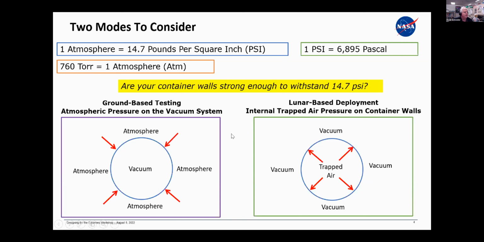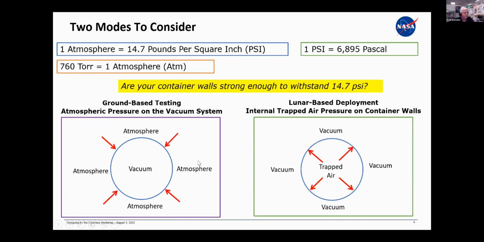So if I look on the left here and we look at ground-based testing, this would be where you have a vacuum chamber and you need to insert your instruments, your little mini rover, what have you. In this case, of course, we have atmospheric pressure pushing around all sides of that vacuum system, and you'll see most vacuum systems are cylindrical to take advantage of the natural sort of load shedding that comes with a cylindrical shape, a circular shape like that.